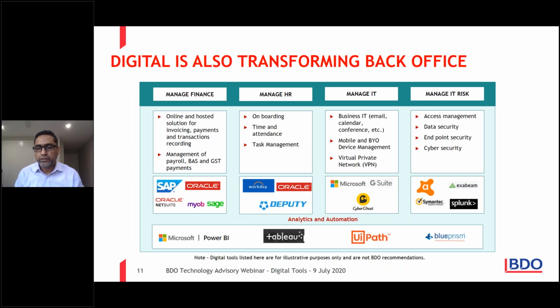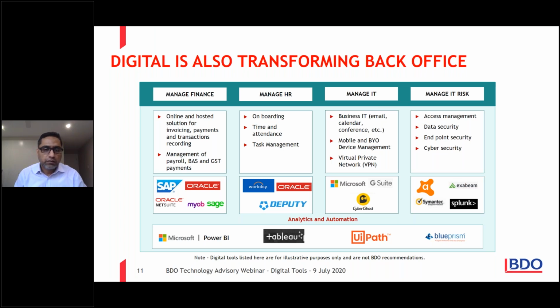The last one is around IT risk. This is around access management, security, data security, endpoint security, cyber. Those capabilities are increasingly becoming absolutely critical, especially given what's happening in the marketplace in terms of cyber security threats going up. So again, mature market, very different capabilities from different players, but a lot of those things are now becoming more and more available on the cloud, in terms of a different model of how you can adopt and expand on those.